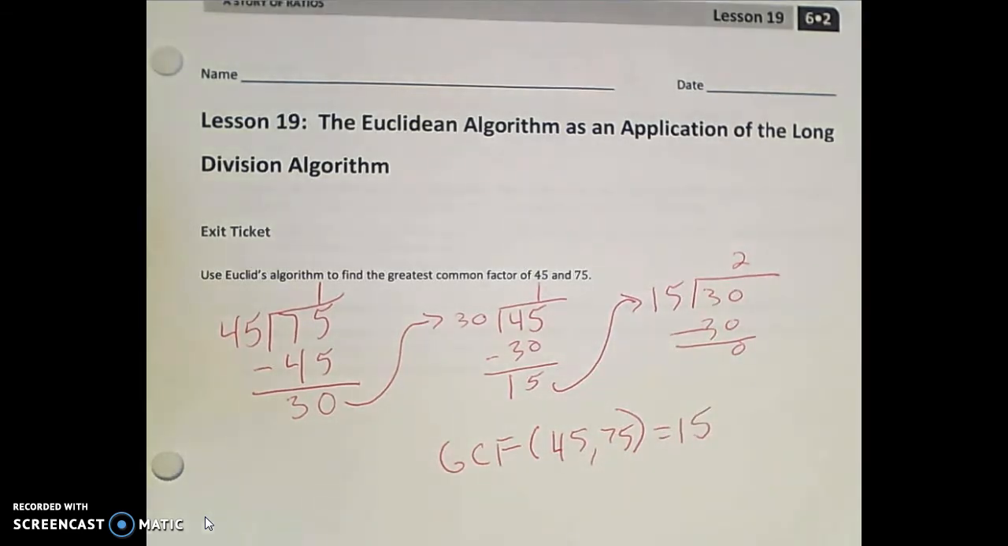If there's still time in class, you should now go to IXL and work on continuing to practice finding the greatest common factor.